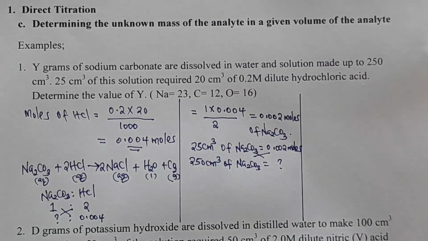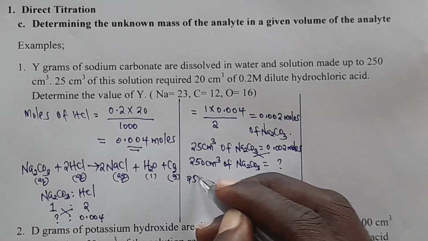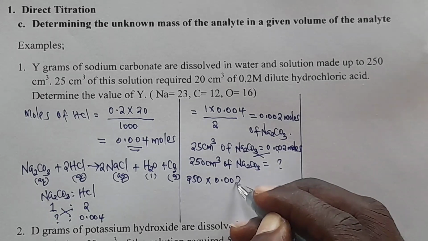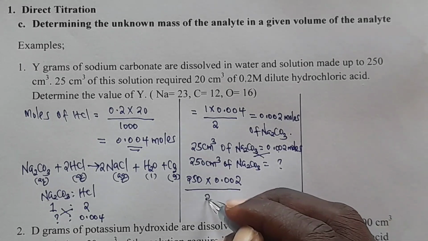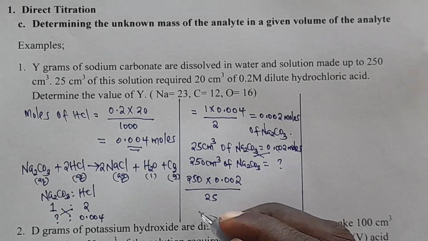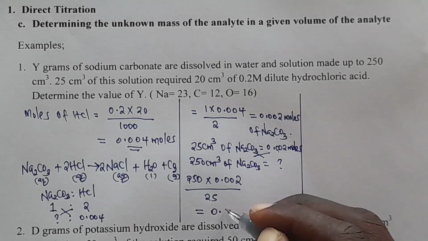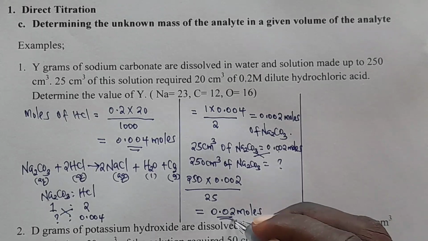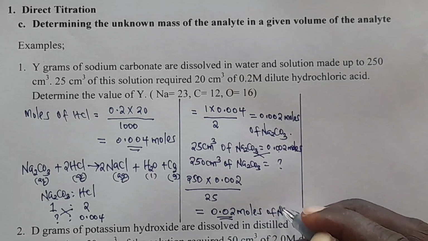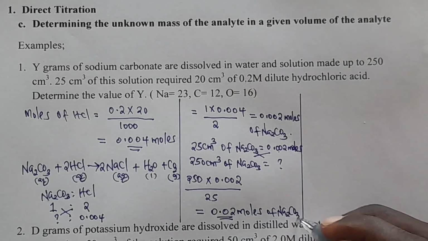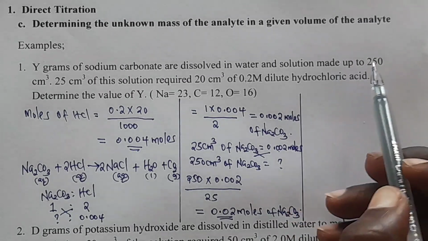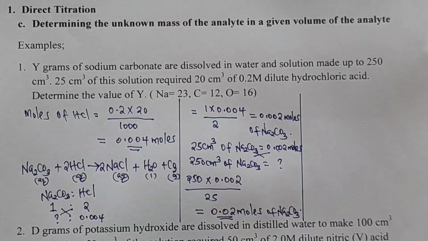What will be its number of moles? We are going to cross multiply. There we are going to get 250 multiplied by 0.002, then divided by 25. So here we are going to get 0.02 moles of sodium carbonate. So students, you have to know this number of moles is contained in the 250 cm³ of solution.